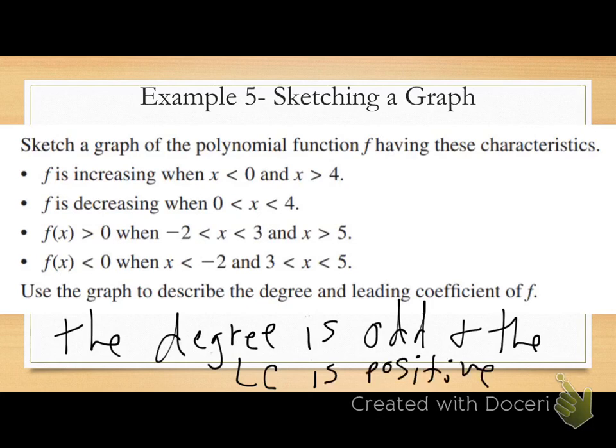Does everyone see how we went about that? After we sketched our graph, we looked at the end behaviors, matched it up with our little chart, and described if the degree is odd and the leading coefficient is positive. Any questions there? Can I go ahead and move on?